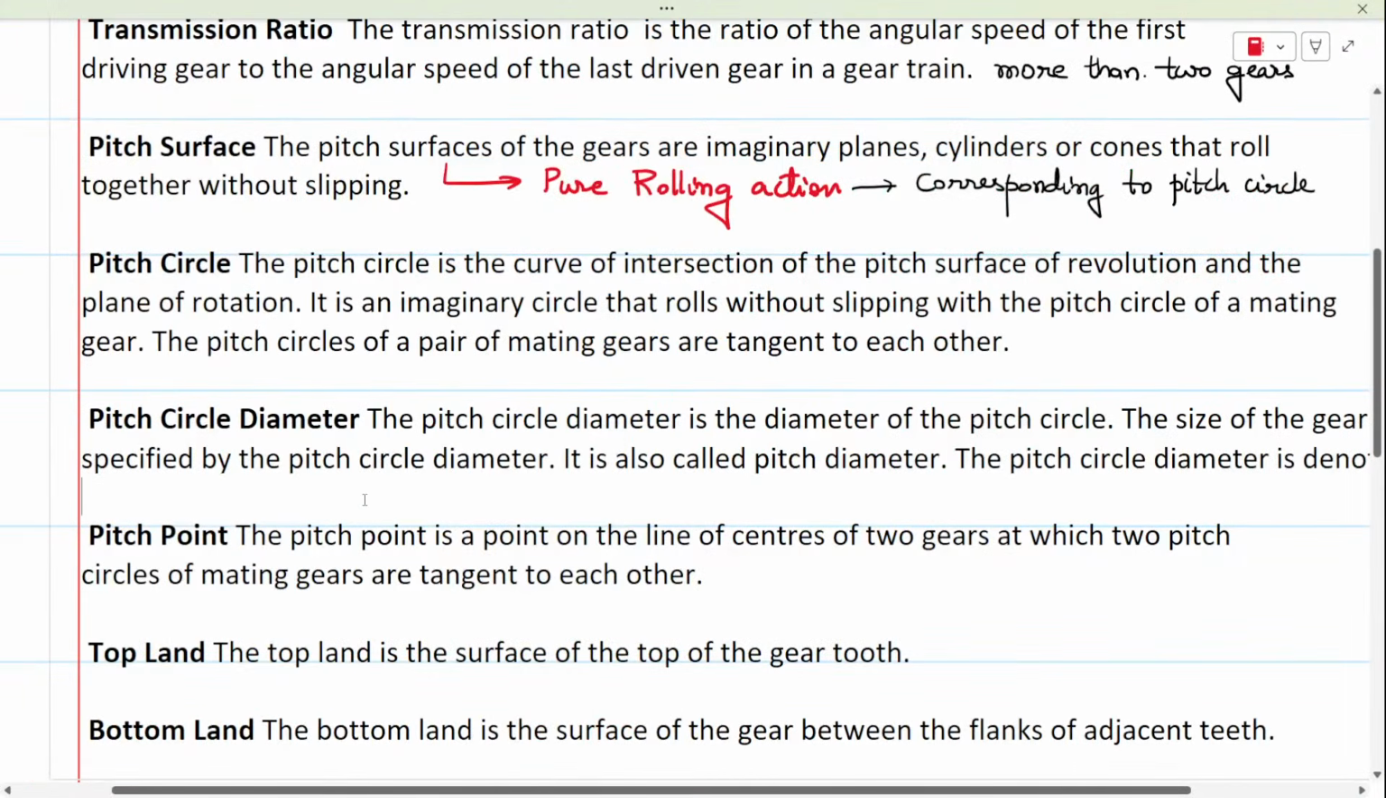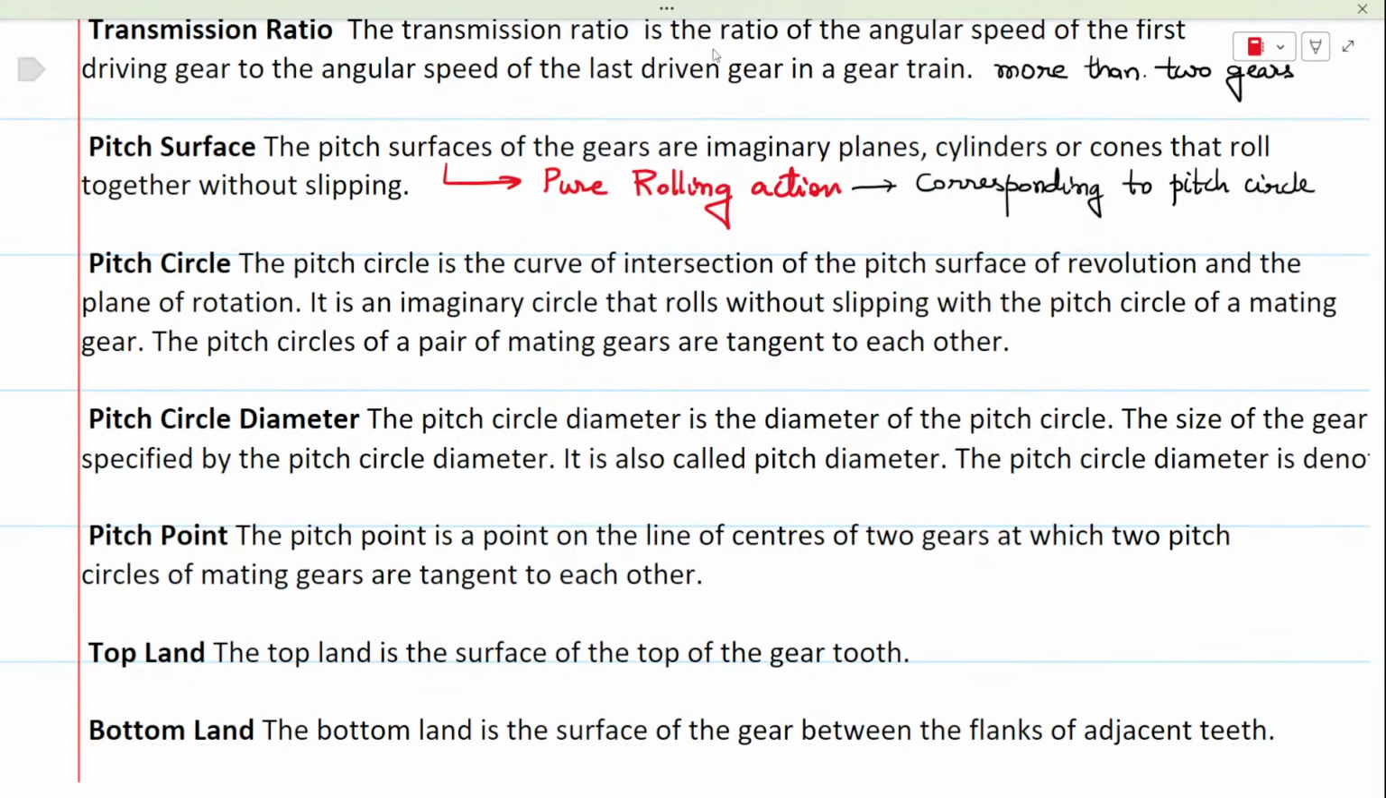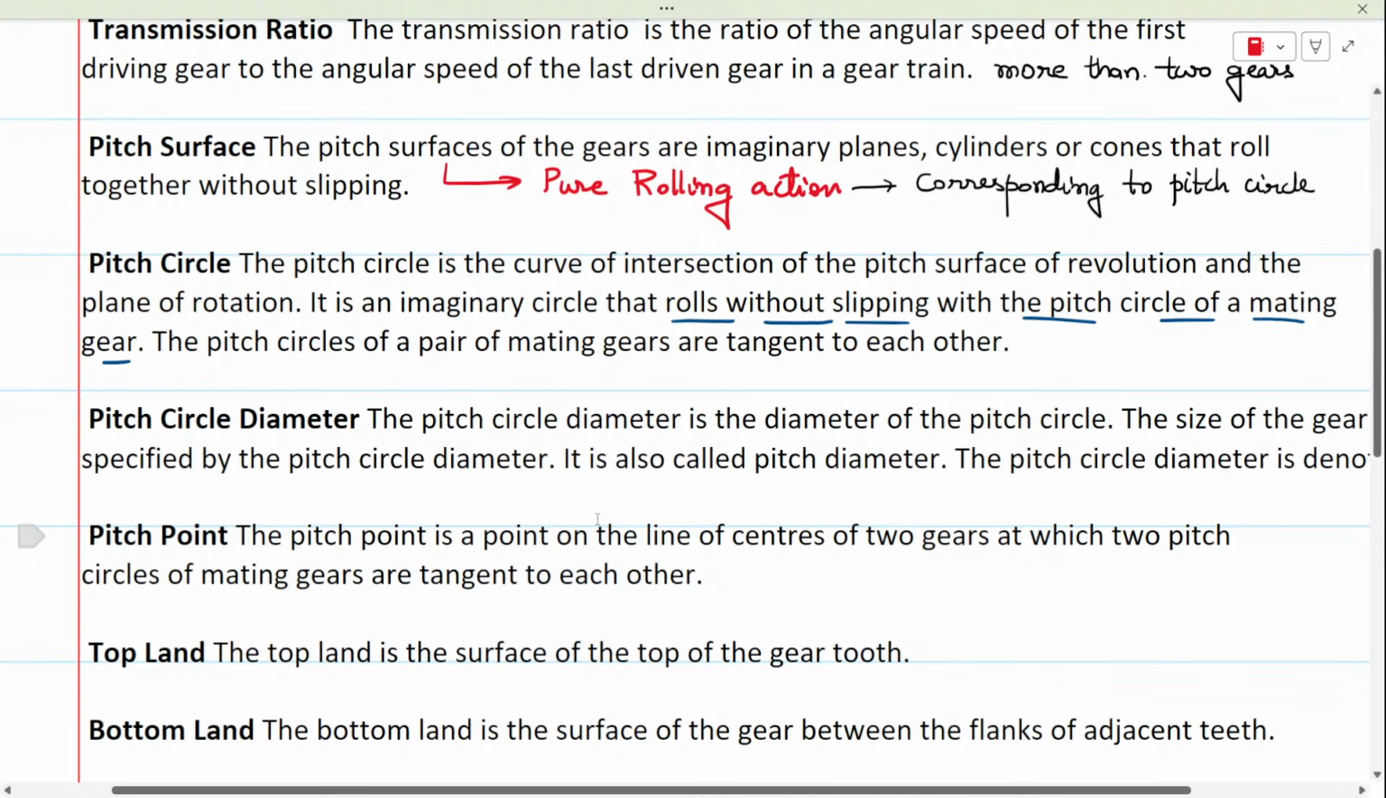It's an imaginary circle which rolls without slipping with the pitch circle of the meeting gear. So if two gears have their teeth in mesh with each other, they could be simply represented by two pitch circles touching each other. That's all. That's a very simple, schematic representation of gears in mesh.